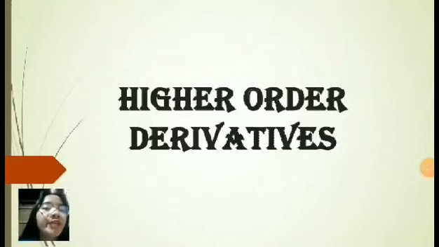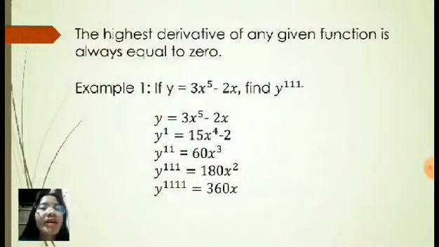Higher order derivatives. So the highest derivative of any given function is always equal to 0. So for example number 1, if y is equal to 3x raised to 5 minus 2x, find the third derivative.